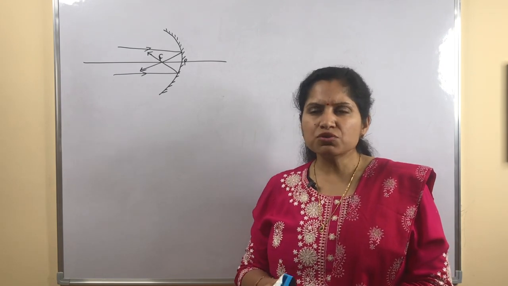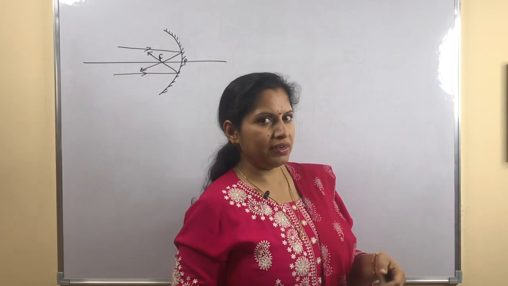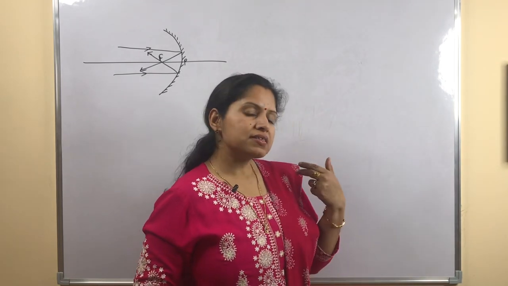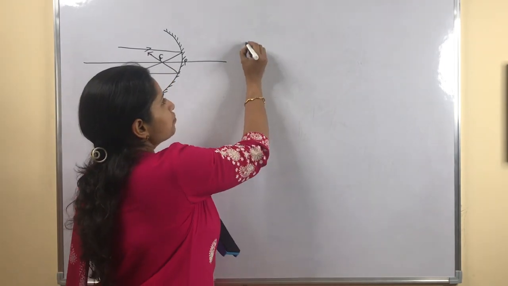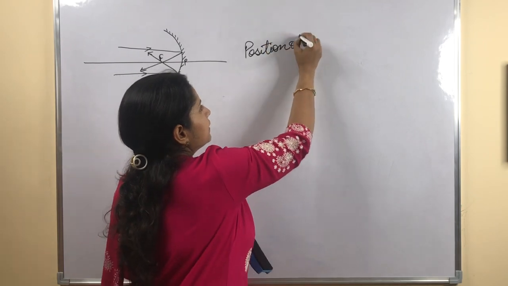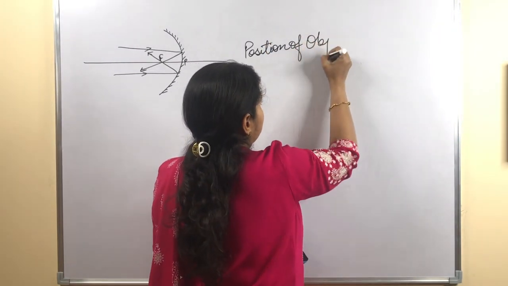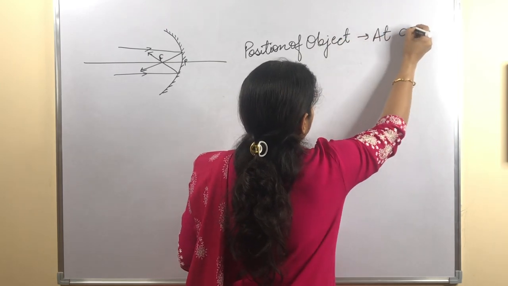of the image. Okay, all these things have to be written with every ray diagram. In your exams, most probably you will be given just to draw the ray diagram. They don't ask you separately for writing the details, but it's always good to write the details as well. Okay, so what is the position of object? That was already mentioned in our question, that it's at infinity. So position of object is at infinity.